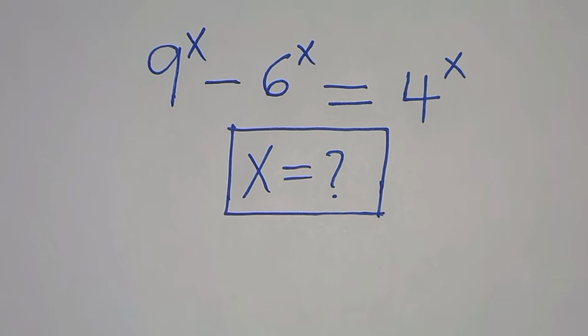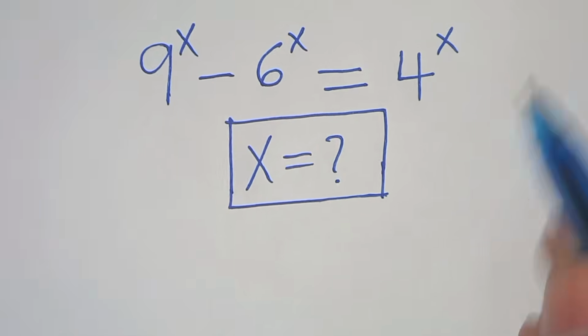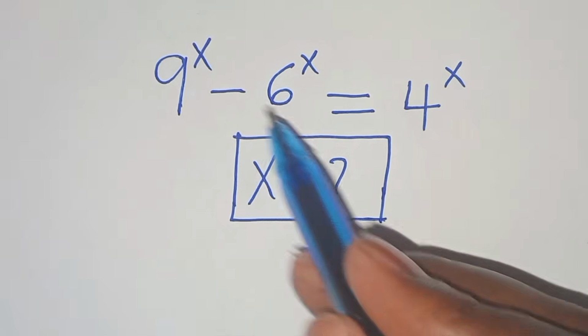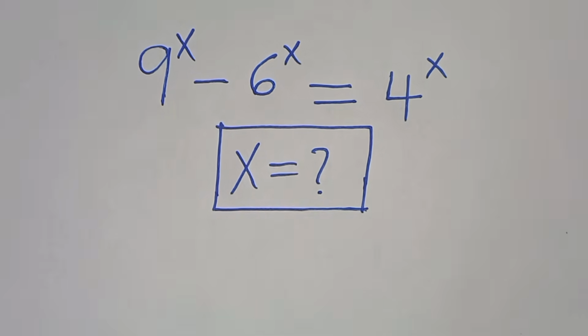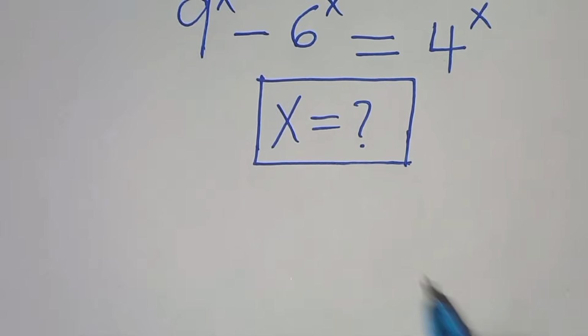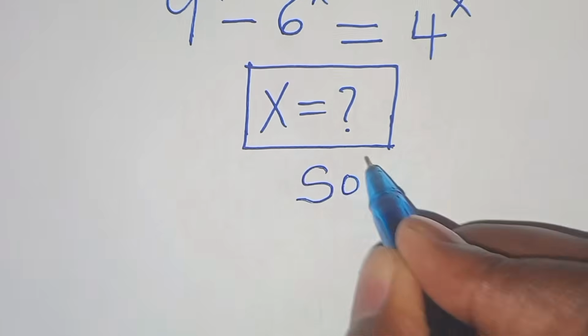Hello, you're welcome to solve this nice exponential equation, which is 9 to the power of x minus 6 to the power of x. This is equal to 4 to the power of x. So what is the value of x? Now let's provide a solution from here.